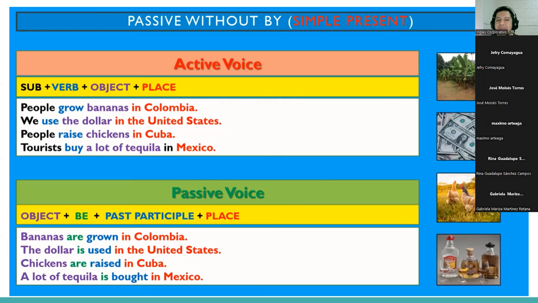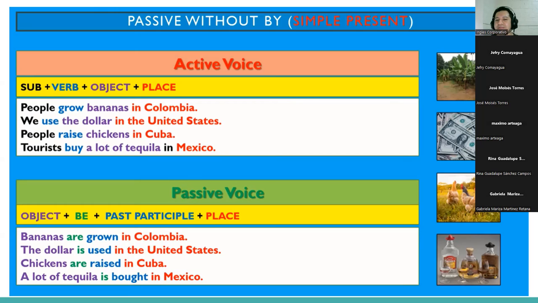People in active voice. Okay. People grow bananas in Colombia. We use the dollar in the United States. People raise chickens in Cuba. Tourists buy a lot of tequila in Mexico. Very good. Perfect.